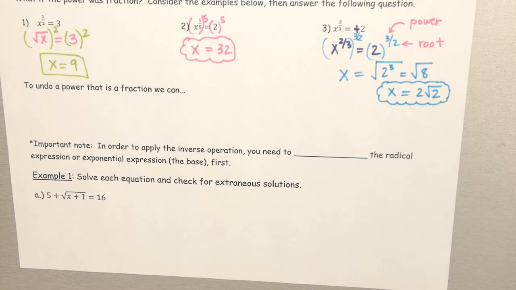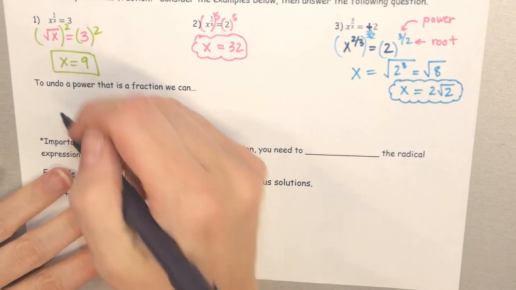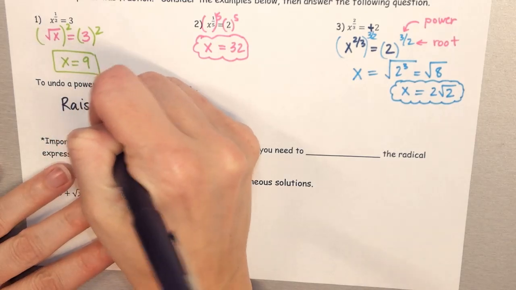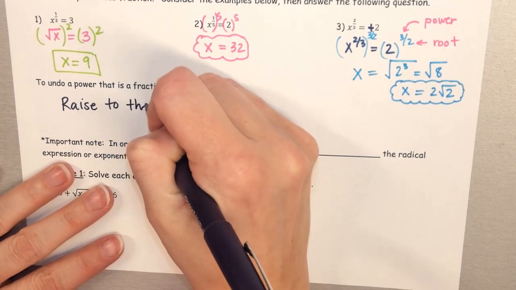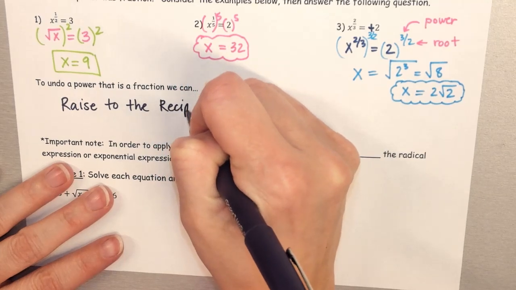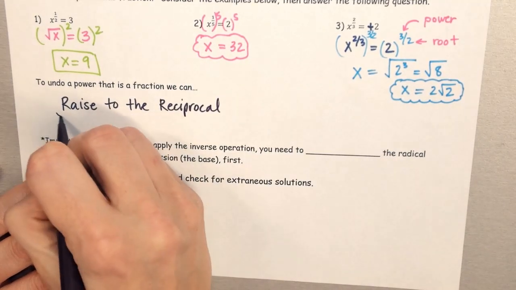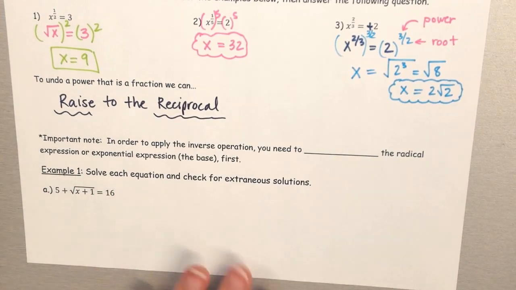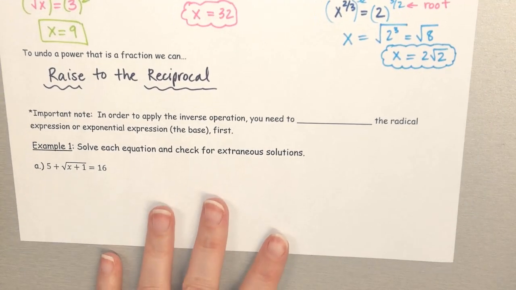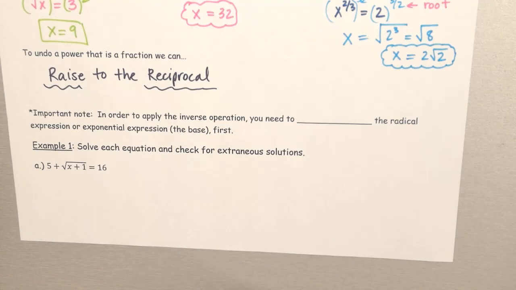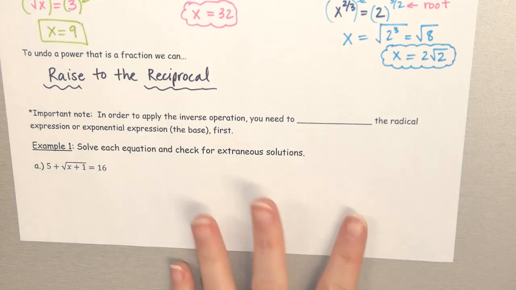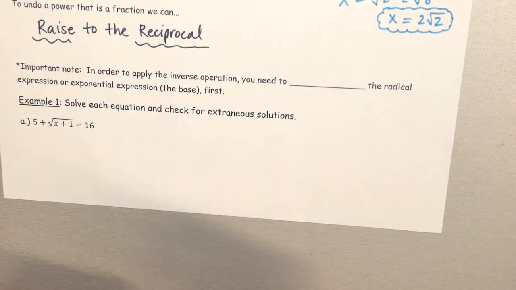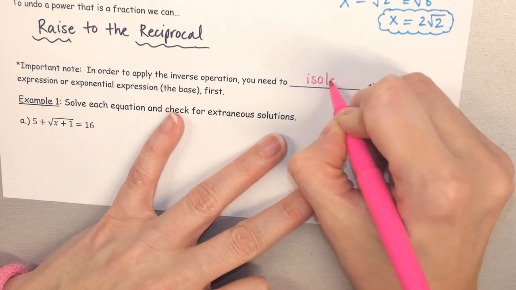All right, so when you're undoing a power that is a fraction, it's helpful for us to think of it as we are raising to the reciprocal. Okay, so raise to the reciprocal. That has nice alliteration to help you remember. Okay, and then we also want to remember that when you are applying the inverse operation, what you want to do first is isolate that radical expression.